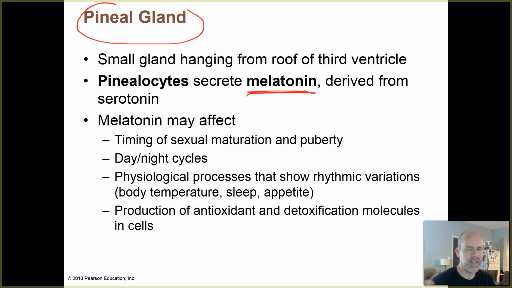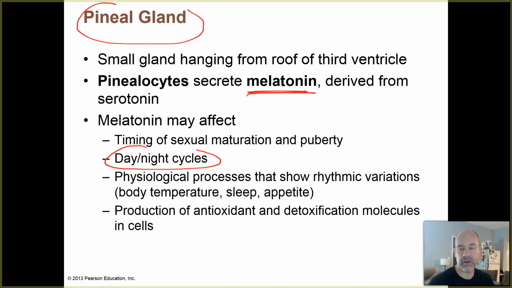The main function that we associate with melatonin and the pineal gland is day-night cycles, your biorhythms. So things like light changes trigger secretion of melatonin to prepare you for sleeping. And so those are some of the things that this hormone is involved in. It's involved in other biological rhythms, things like your body temperature, your sleep cycles, your appetite, that fluctuate throughout the day to help you out with normal functioning.